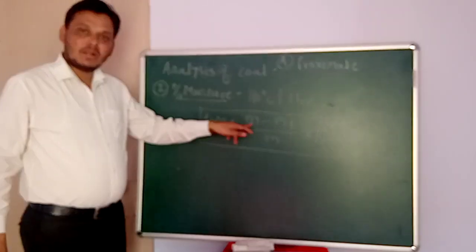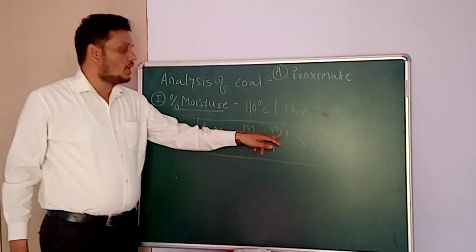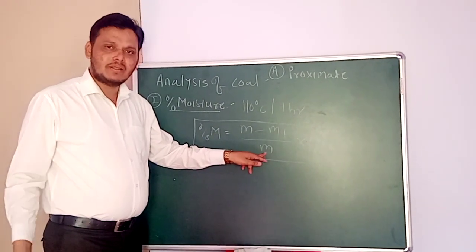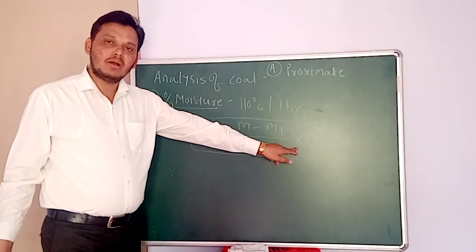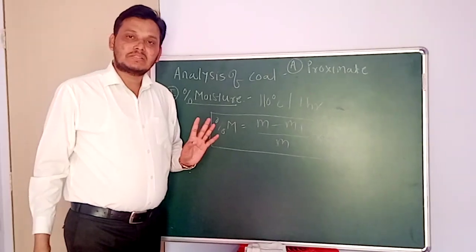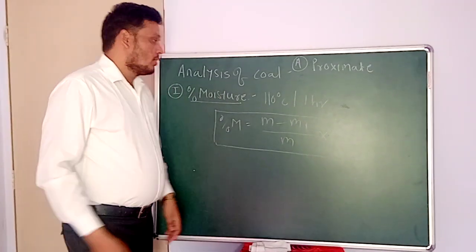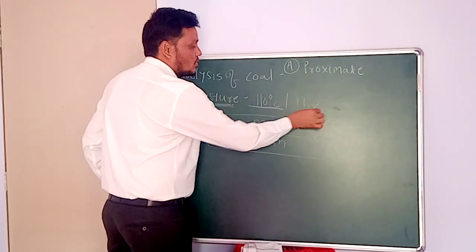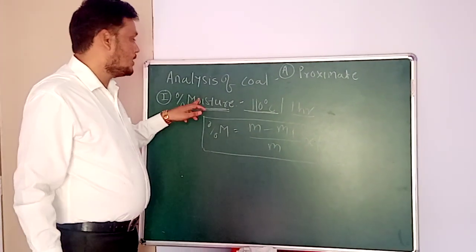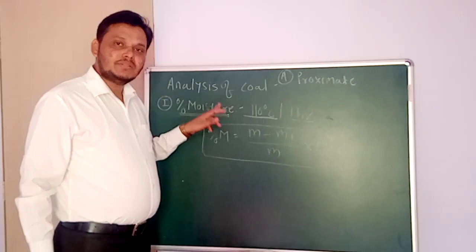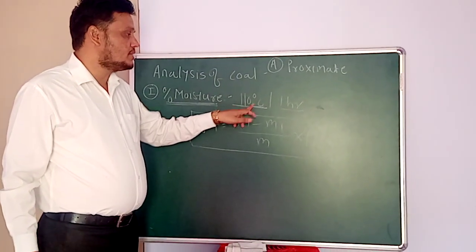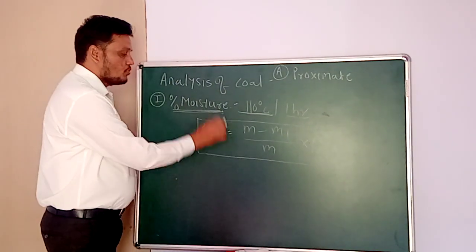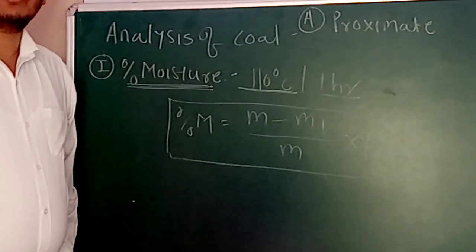Here, M is the initial weight of the coal sample, M1 is the weight of coal sample after heating, and the denominator M is also the weight of the coal sample, multiplied by 100. In this way we can determine the percentage of moisture. The temperature condition is 110 degrees Celsius for 1 hour. I will again repeat: a known quantity of coal sample is heated in an oven at 110 degrees Celsius for 1 hour, then loss in weight is determined, and this is the formula to determine the percentage of moisture present in the coal sample.